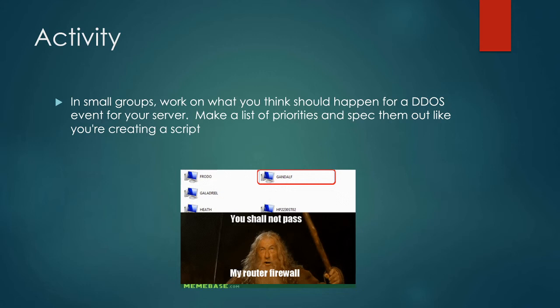If you do not already have somebody that you know in the class, go into the class's private Discord and find somebody that you can talk to. What you and your buddy are going to do is work on what you think should happen in the case of a DDoS. Make a list of priorities and spec this out like you're creating a script. So if a DDoS is about to happen on your server, what do you think needs to happen?